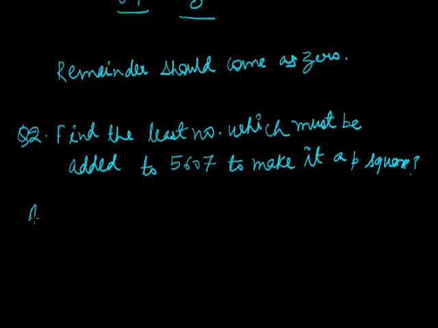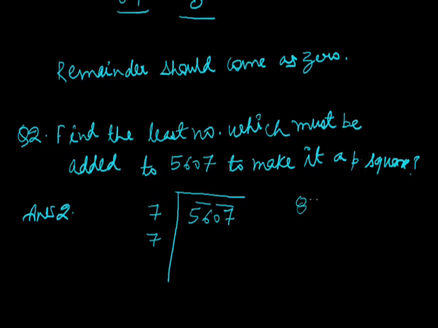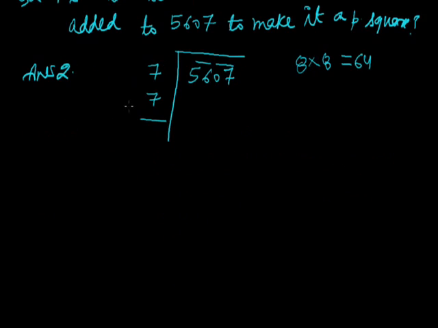Now how to start these types of problems? First of all, make a column like this. Write 5607 over here. As I told you earlier, from the unit digit make pairs of 2. Start with 7, because 8 into 8 gives you 64. 7 plus 7 gives you 14, and this 7 can be written over here. 16 minus 9 gives you 7.